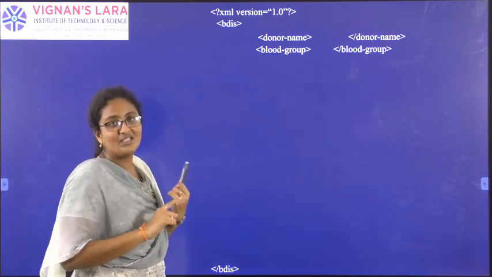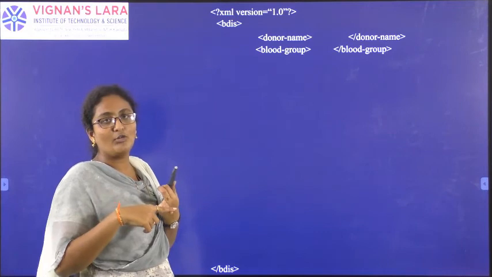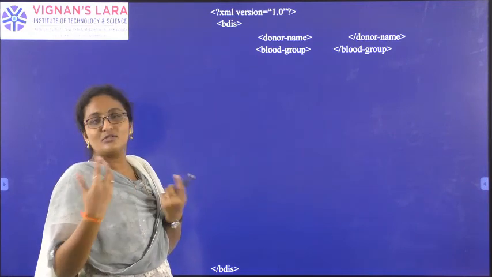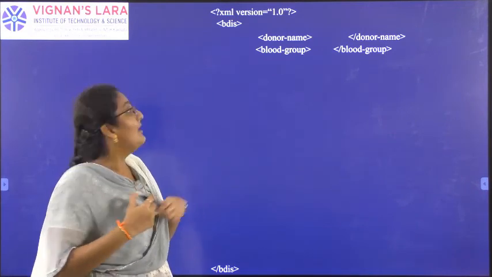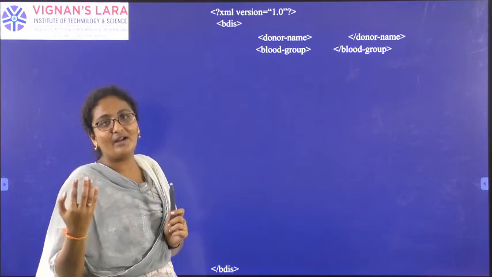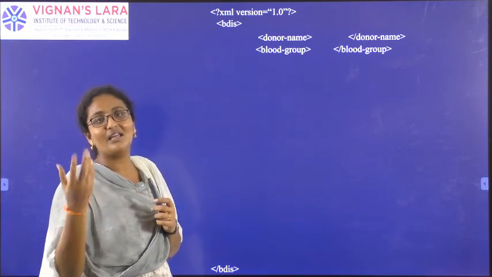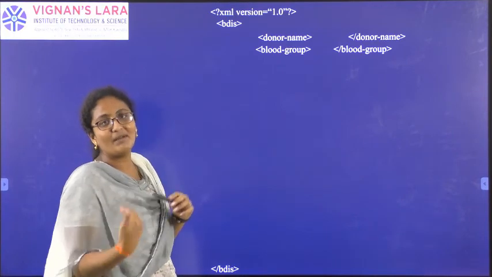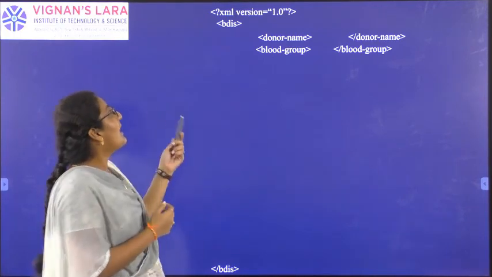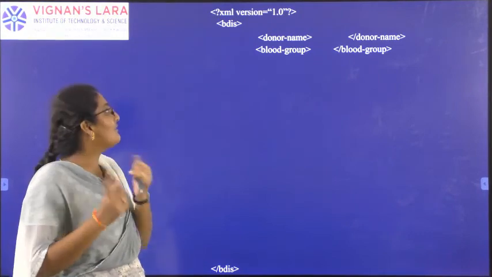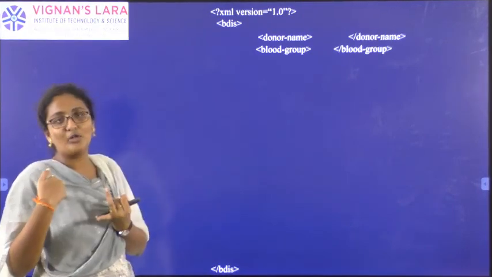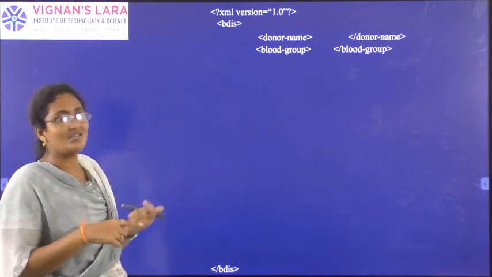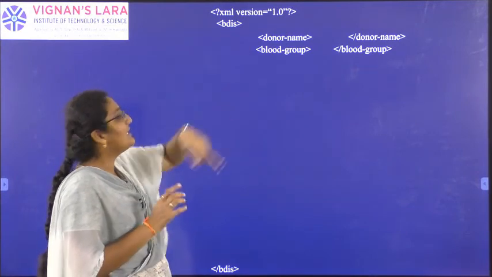If you observe in HTML, we have image tag, paragraph tag, frame tag, so many other tags. But here there are no predefined tags. User can create their own tags. So I am talking about blood donor information, so I am creating the tags related to that. I am using XML version 1.0. Then I am going to write code for blood donor information system. That's why I have taken the root element as BDIS.